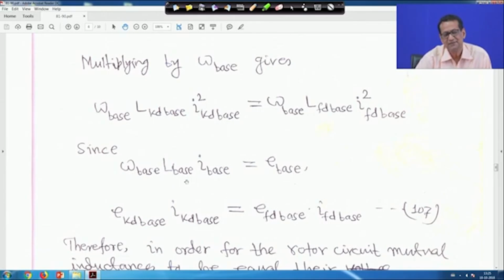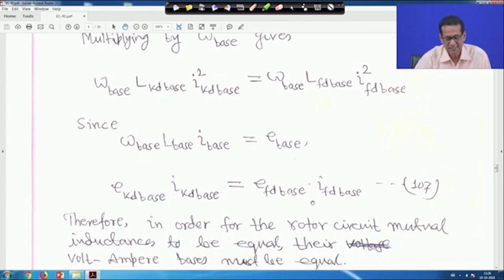From the dimension analysis of the per unit, which we have seen earlier, it will basically be EKD base IKD base, because IKD square is there. This is the general formula for the dimension as far as per unit is concerned. So we can write EKD base IKD base, and the right hand side will be EFD base IFD base. This condition has to be satisfied for reciprocity.